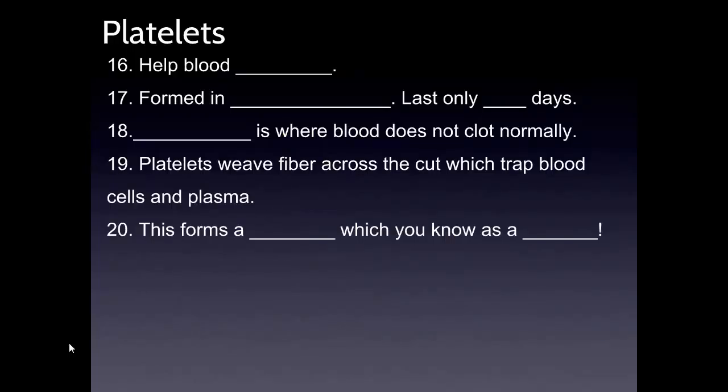The next part of our blood are the platelets. Platelets are responsible for blood clotting. Remember, clotting helps stop us from bleeding. It's called a scab if it's on the outside of your body. These platelets are formed in the bone marrow, and they only last for about a week. Platelets have to constantly be created.